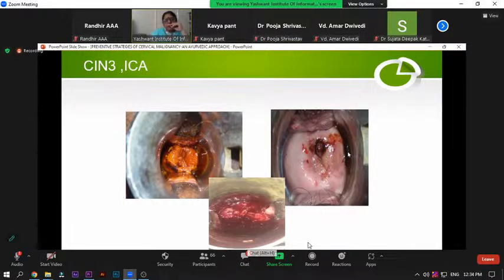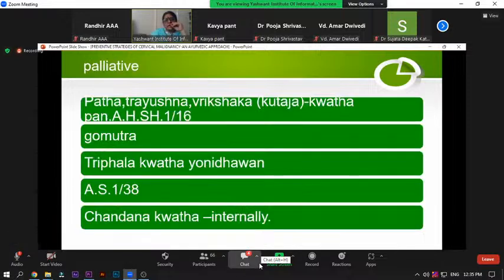Okay. So in such conditions, we should not go for the integrated approach, because hysterectomy will be the better option in this type of case. In the palliative treatment, if any invasive cancer patient comes to you, these are the things you can do: Yoni Dhavana, internally Chandana Kwatha, and Gomutra, to prolong life a little and improve quality of life also.